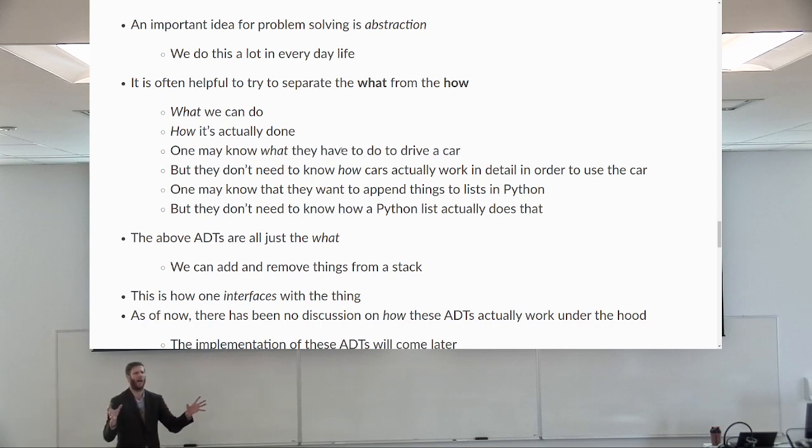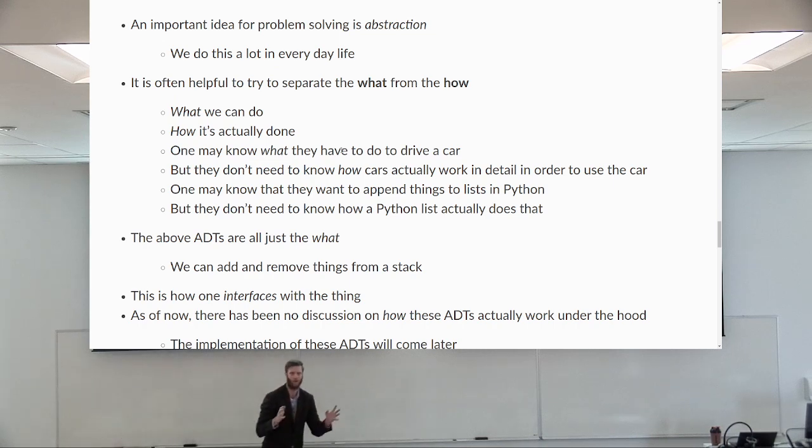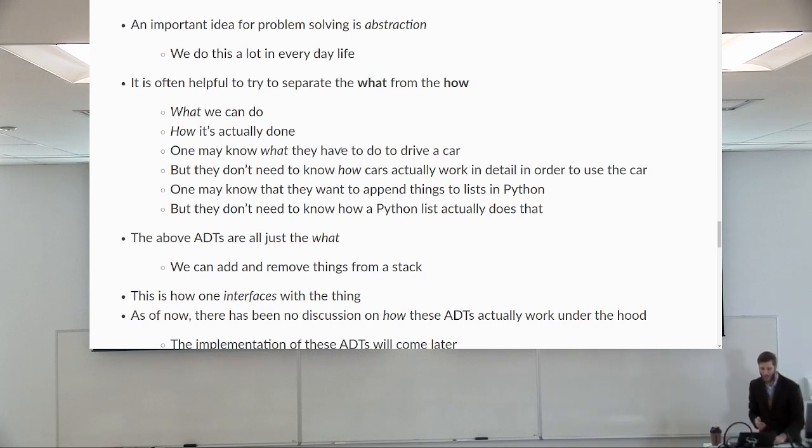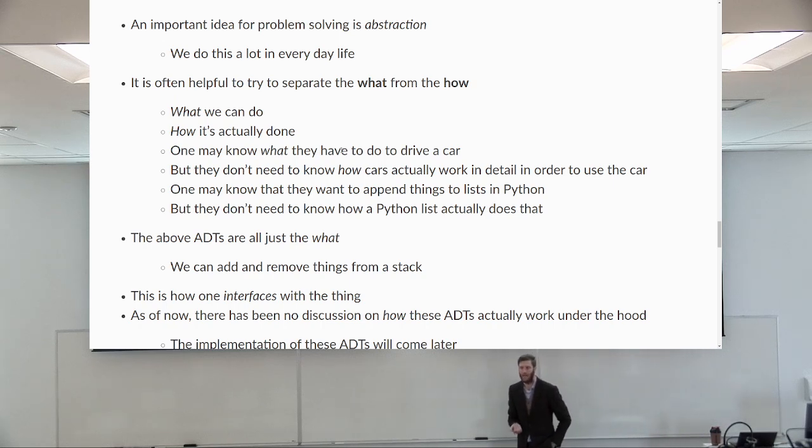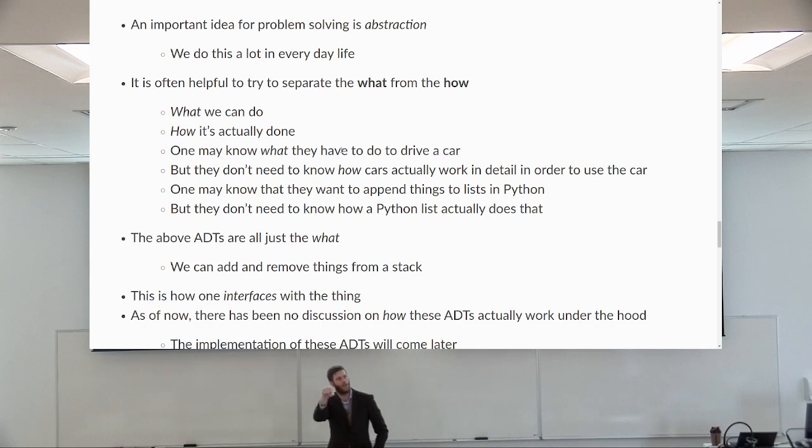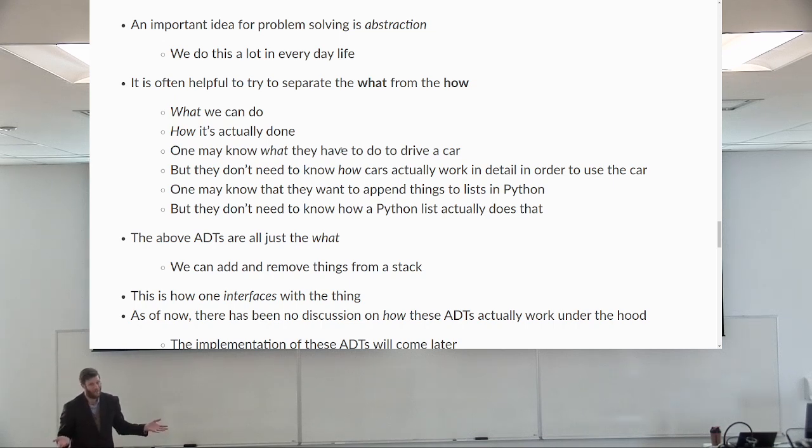Every aspect of our life, we're always dealing with these abstractions. We separate the how from the what all the time. It's an important feature of our existence. So what we can do, versus how it's actually done. One may know what they need to do to drive a car, but they don't know how the car does what it does. And that doesn't really matter. Like lists in Python. Who here opened the hood and looked at how lists work in Python? No, you didn't. But it didn't matter. You never needed to open that hood and look at how lists did what they did. You just needed to know what they could do for you. Right? That's all that mattered.